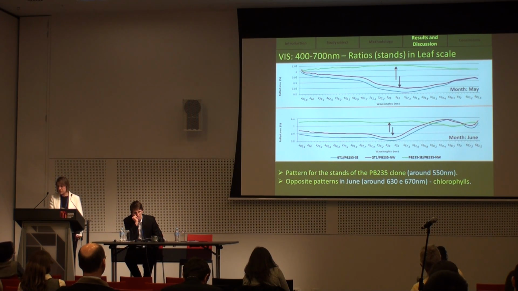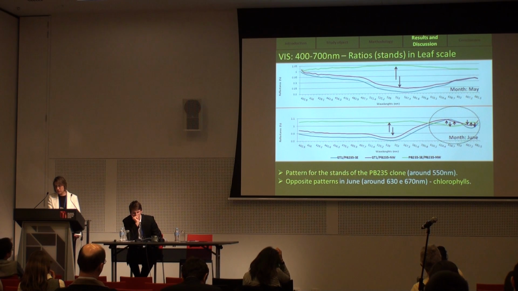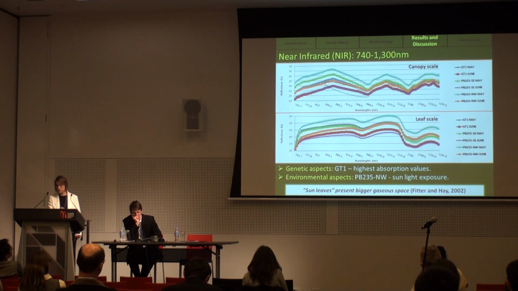In leaf scale, this pattern is observed too, around 550. Opposite patterns in June is observed in the region of the peak of absorption of chlorophylls. In the near infrared, genetic aspects were observed, mainly because that the GT1 clone has the highest absorption value.